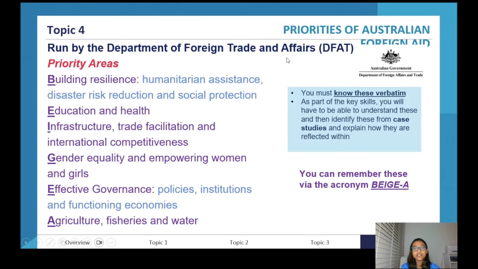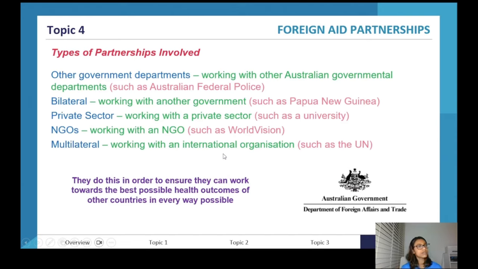But we've got the priorities of Australian foreign aid down here. They're different features, and you can remember them with the acronym BEIGE A. You must know these verbatim, word for word. As part of the key skills, you have to be able to understand and identify these from the question, the stem, the case study, or the type of foreign aid described, and explain how they are reflected within that type of aid being given to you in the question.